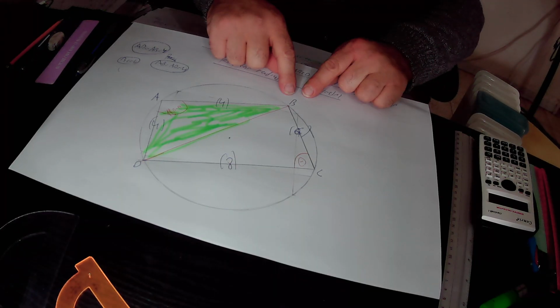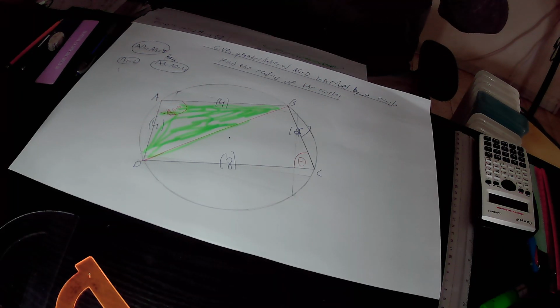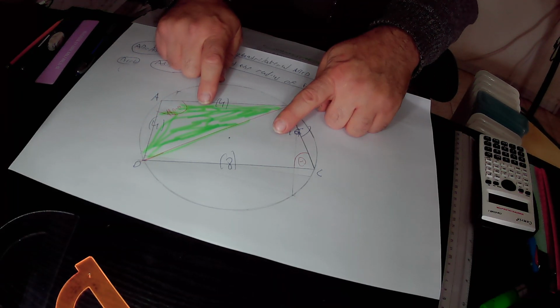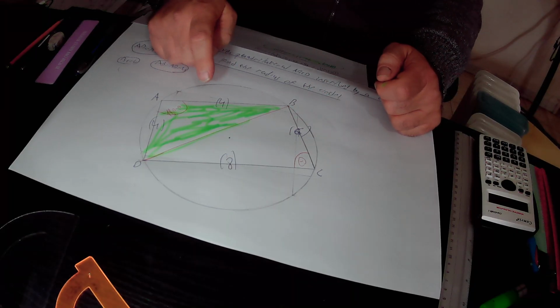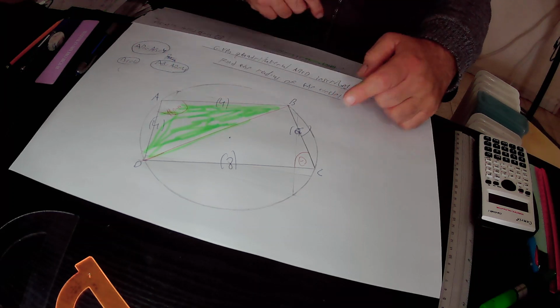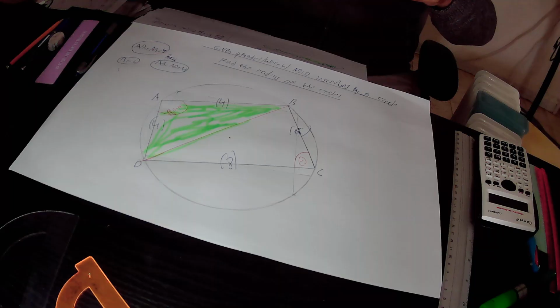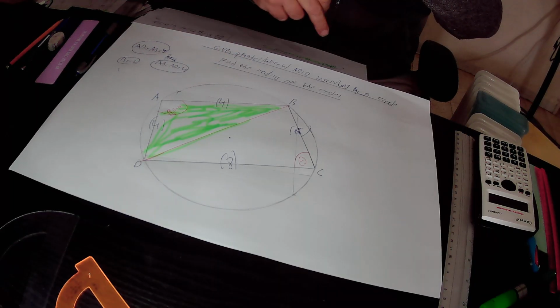So first of all, we join points B and D together by a straight line. By joining points B and D, we divide this quadrilateral into two triangles. The first triangle is the green triangle BAD, and the second triangle is the lower triangle, triangle BDC. So in the next step, we implement the law of cosines on each of those triangles.